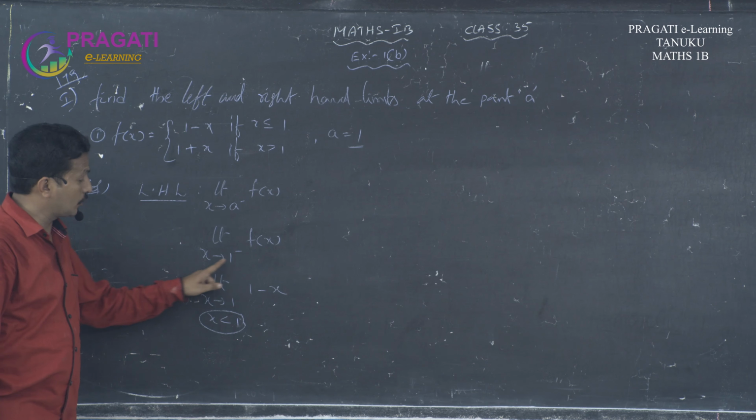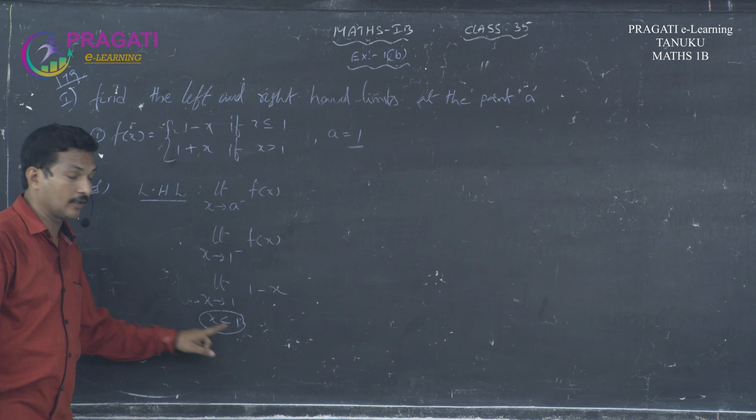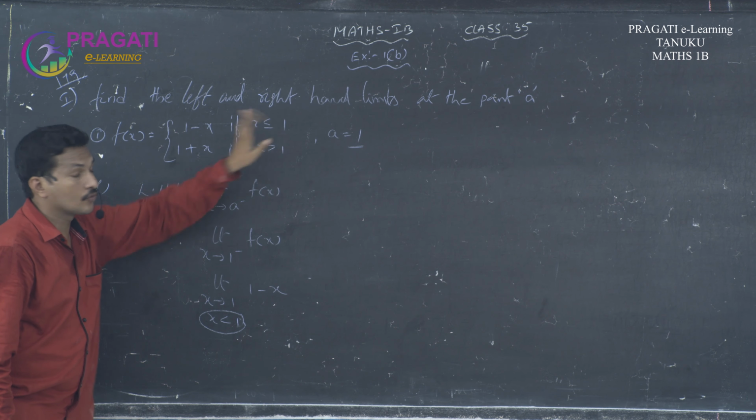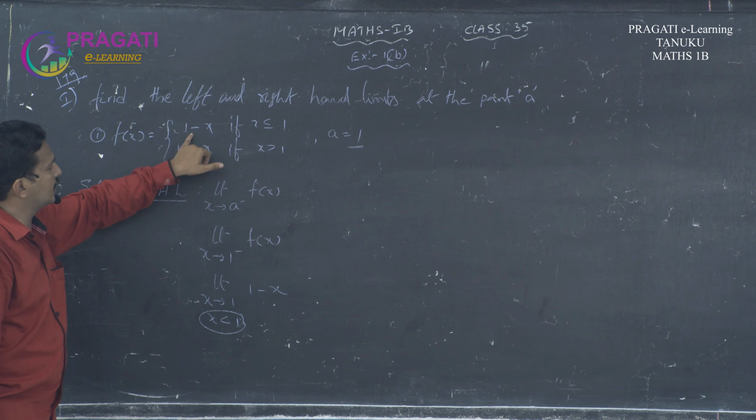Okay, here x tends to 1 minus means x tends to 1 and x less than 1. In the first section x less than 1. So the function to take is 1 minus x.